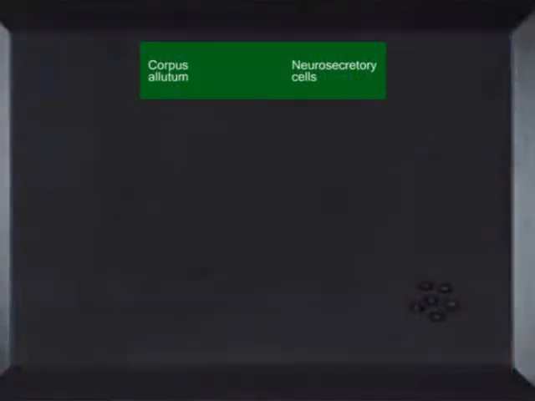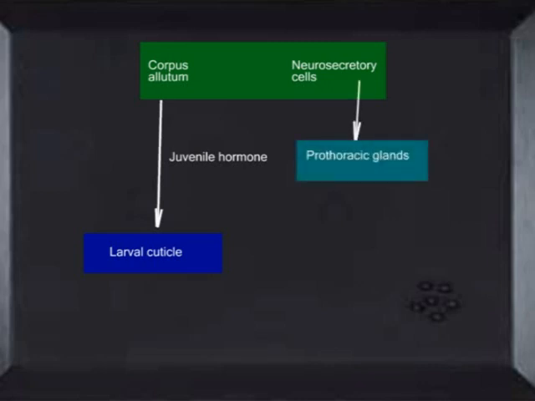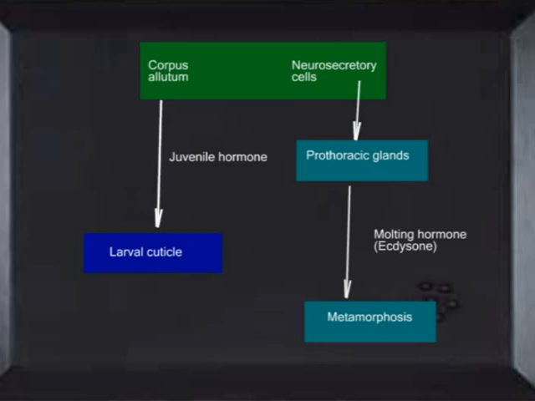During larval stages of the insect, the corpora allata produces juvenile hormone. This leads to formation of larval cuticle, therefore molting does not go beyond the larval stage. When the larva matures, the corpus allatum disintegrates. At this time, the neurosecretory cells stimulate the prothoracic glands to produce molting hormone, the ecdysone. Ecdysone is responsible for molting in insects, leading to laying of adult cuticle.